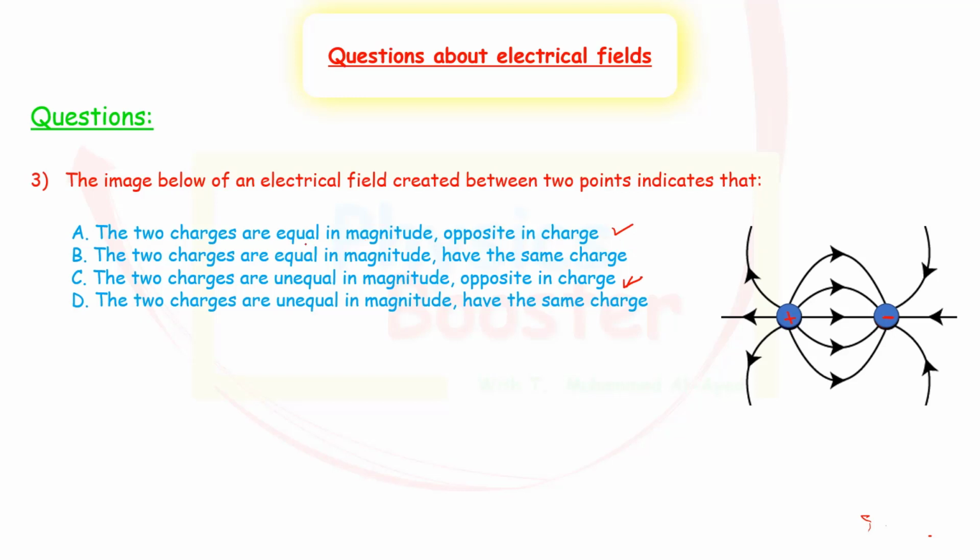Okay, so are they equal in magnitude or unequal in magnitude? Because we saw the shape of the electrical field, it makes it clear and obvious that these charges are opposite in charge and equal in magnitude. As we can see here, equal in magnitude and opposite in charge. That was pretty easy and pretty straightforward.